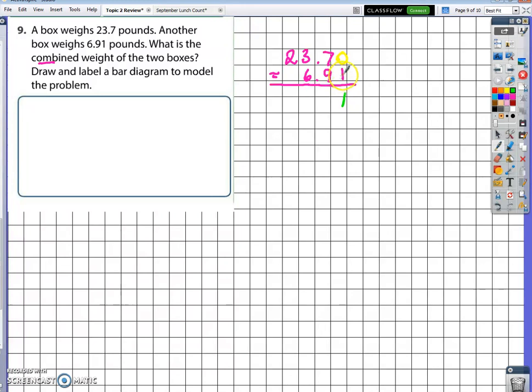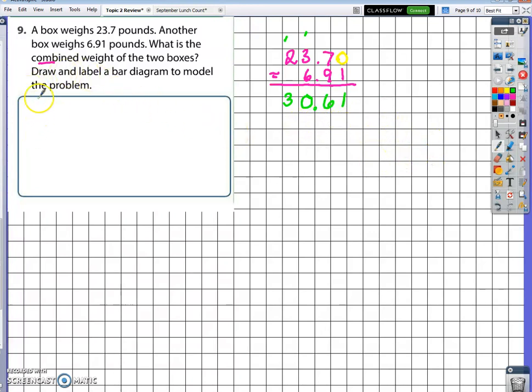7 and 9 is 16. 6 and 3 is 9, and 1 is 10. Oh, wait a second. Yeah, we're adding. And 2 and 1 is 3. So we should be at 30 and 61 hundredths, which we are, 30 and 61 hundredths.